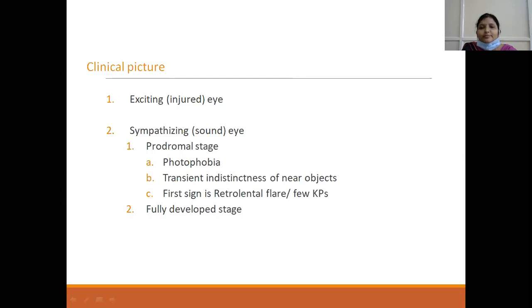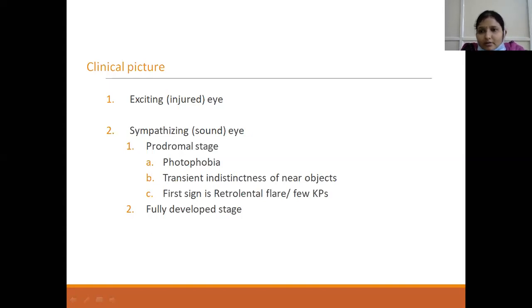Okay, thank you. So in the exciting eye, the main symptoms are pain, redness and photophobia, but these are less when compared to regular uveitis, and occurrence of keratic precipitates is a warning sign. Next, coming to the symptoms of the sympathizing eye. So that is the contralateral eye.